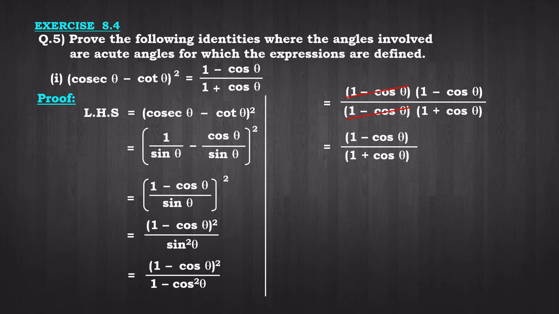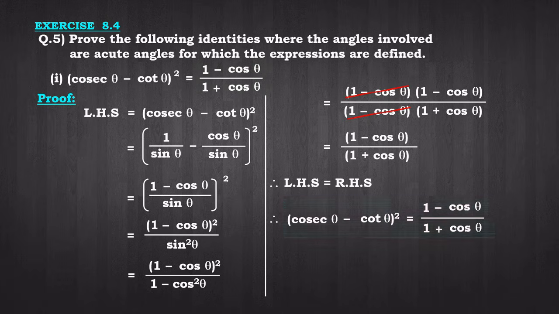This is exactly the right-hand side. Hence, the left-hand side is equal to the right-hand side. Therefore, (cosecant theta minus cotangent theta) the whole squared, is equal to (1 minus cosine theta) divided by (1 plus cosine theta). Hence, the identity is proved.